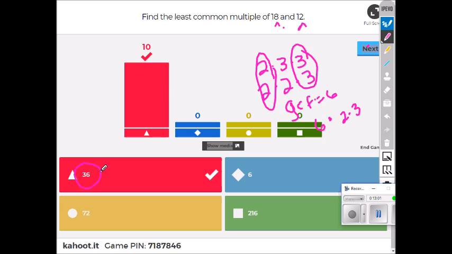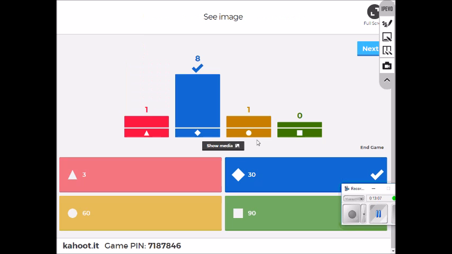And then you should always just make sure, ask yourself, is 36 a multiple of 18? Yes, it is. Is it a multiple of 12? Yes, it is. All right, listen.